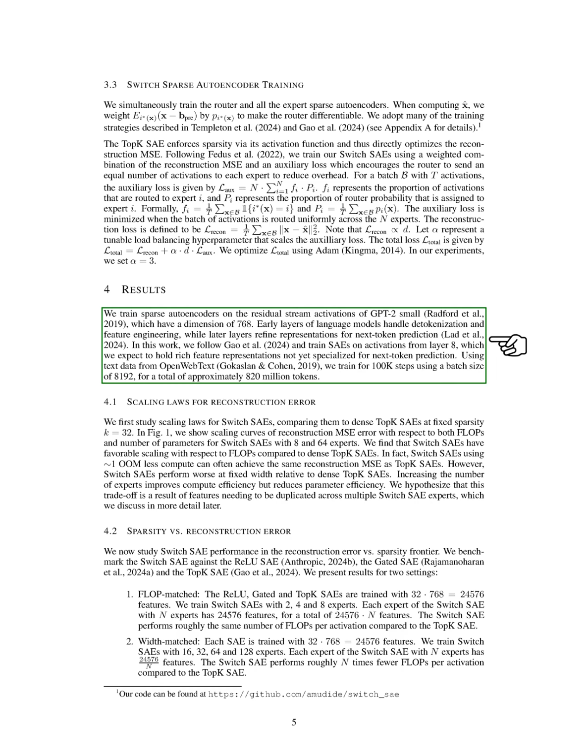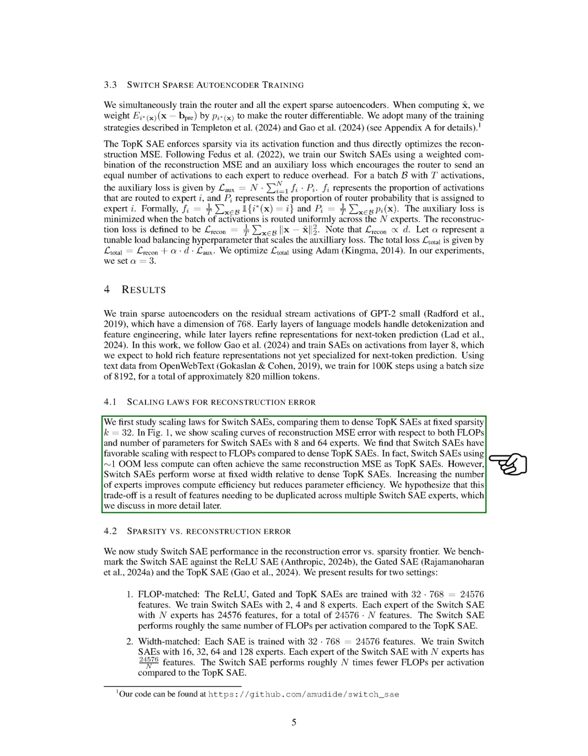Using text data from OpenWebText, we conduct training for 100,000 steps with a batch size of 8,192, totaling around 820 million tokens. We first examine the scaling laws for switch sparse autoencoders, comparing them to dense top-K sparse autoencoders at a fixed sparsity of 32. We present scaling curves of reconstruction mean squared error, MSE, in relation to both computational operations and the number of parameters for switch sparse autoencoders with 8 and 64 experts.